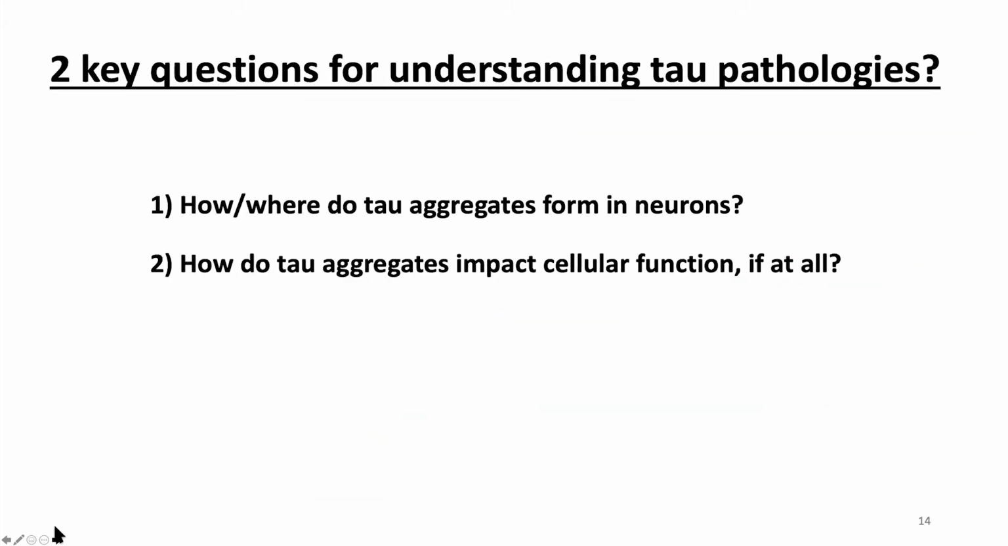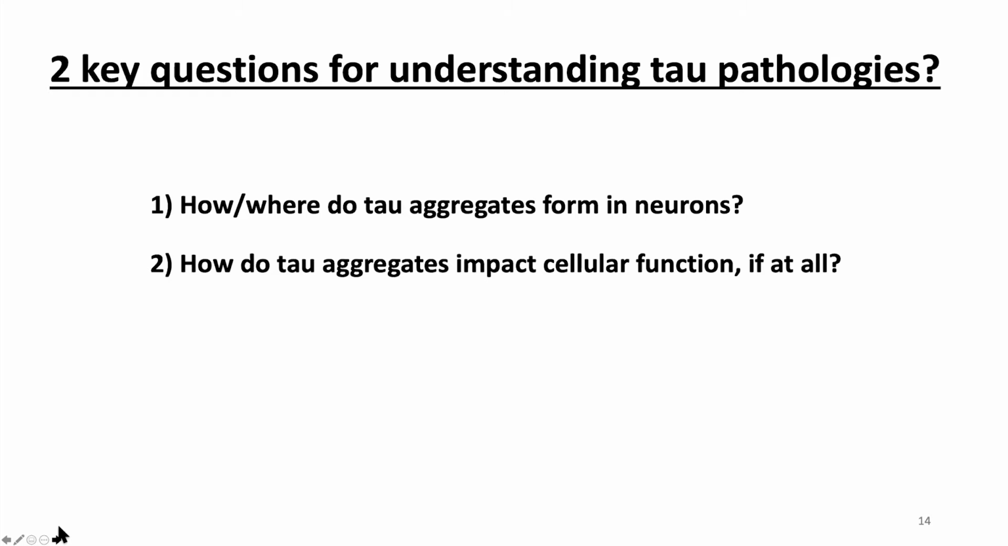All right. So there's really a couple big questions that my lab has been trying to answer. How and where do aggregates form in neurons? Do they form in particular places? And then how do they affect cellular function? Why do these aggregates of tau actually trigger disease? Can we come to understand that? And if we can, we then use that information to think about developing therapies?